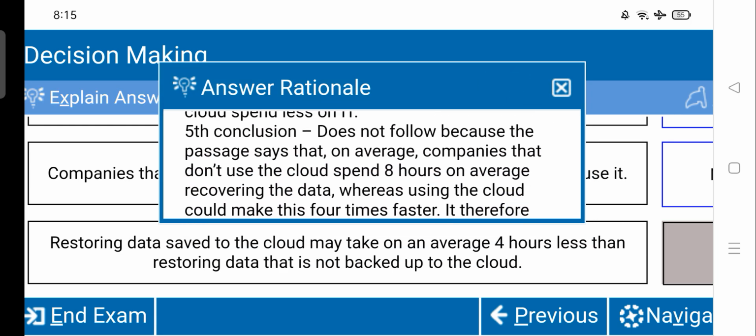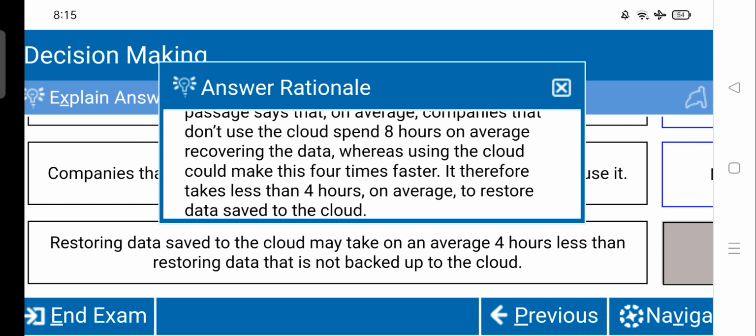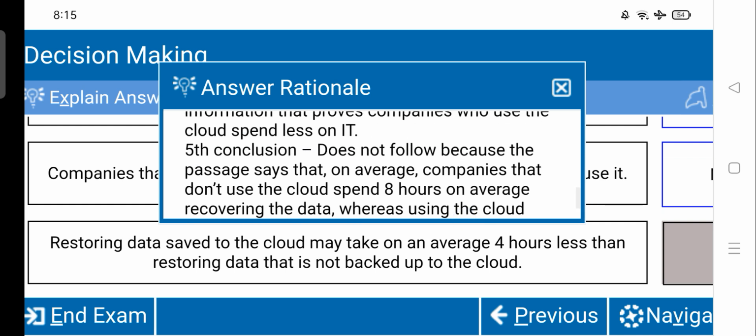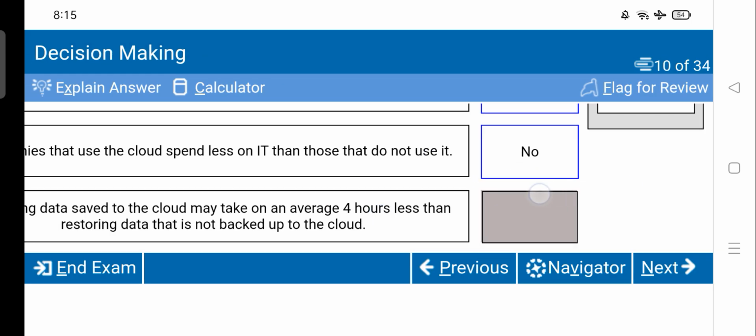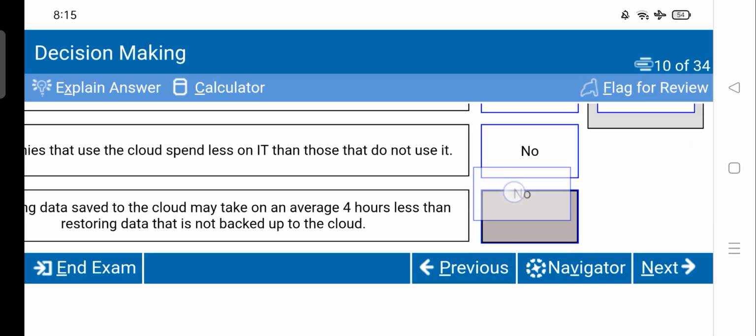Fifth conclusion, it does not follow because the passage says that companies that do not use the cloud spend 8 hours on average recovering the data, whereas using the cloud could make this 4 times faster. It therefore takes less than 4 hours on average to restore data saved to the cloud. So here we have the fifth conclusion which does not follow the statement of the question. So we will drag a no and drop it here.